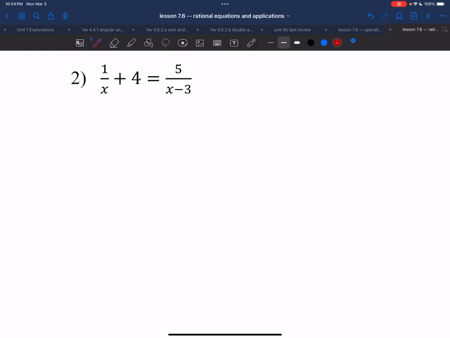So what's my LCD? Well, notice the constant 4 is just 4 over 1, so you don't really care about that. For your least common denominator, you need a factor of x, and you need a factor of x minus 3. Those are separate, by the way, okay? Sometimes students think, well, that has an x and that has an x, so you just need an x, and then you need a minus 3.